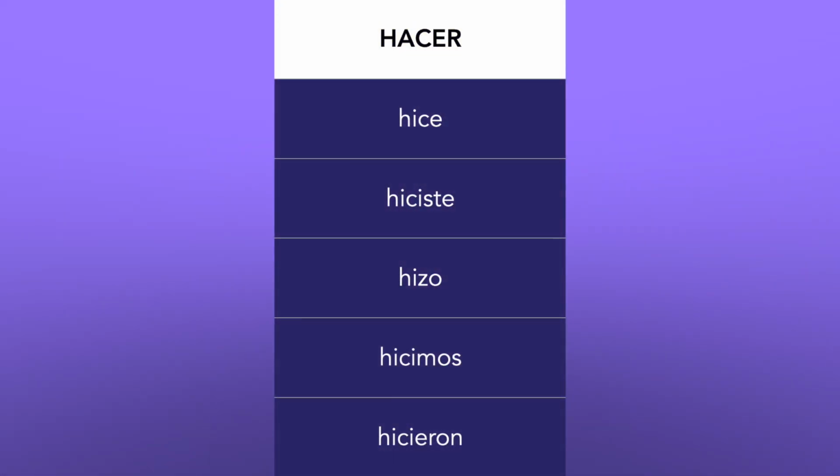Another verb that has a letter swap, such as traducir or conducir, is the verb hacer. And you'll notice that the C goes to Z or zeta in él, ella, usted, in third person singular. So, él hizo la tarea, María hizo la tarea.